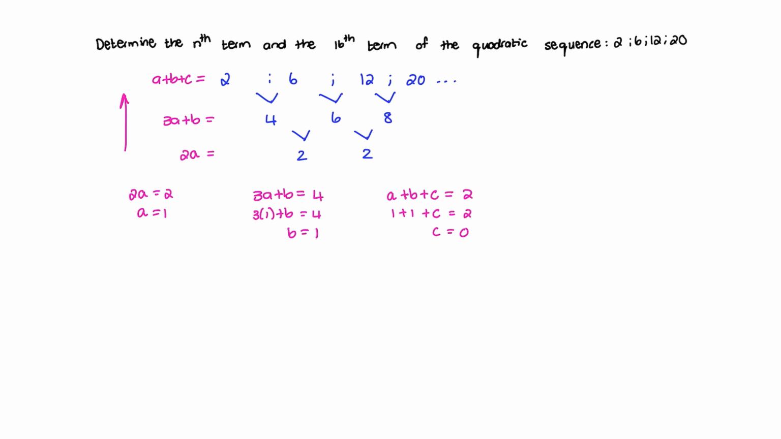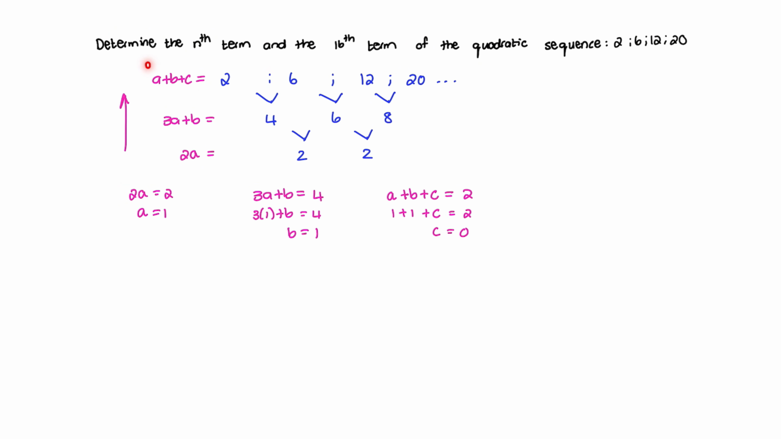So what I mean by that is we would set 2a equal to 2 and then solve for a first. Then we'll use that value of 1 in our equation of 3a plus b equal to 4. So I replace a with a 1. Therefore we have 3 times 1 plus b is equal to 4. And to solve for b, I move the 3 to the right hand side. That becomes minus 3. Therefore b is equal to 1.